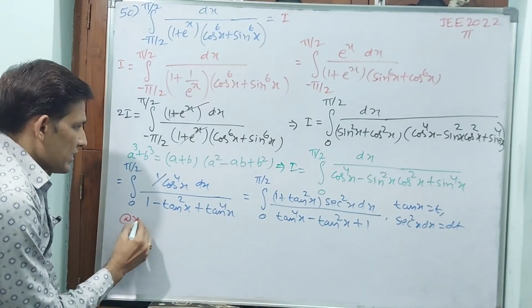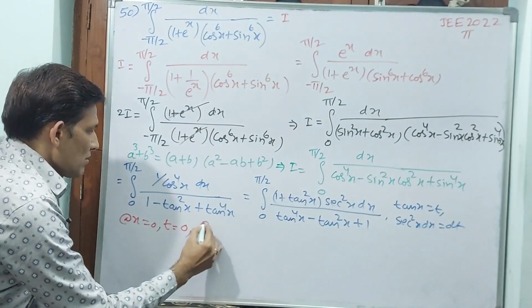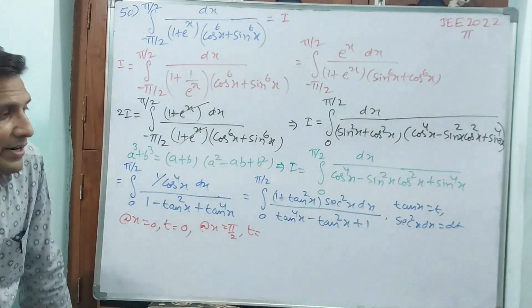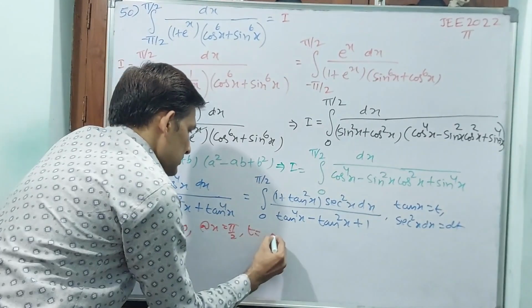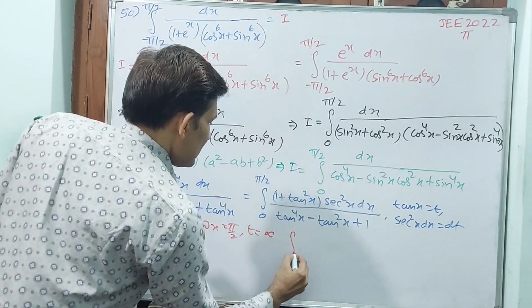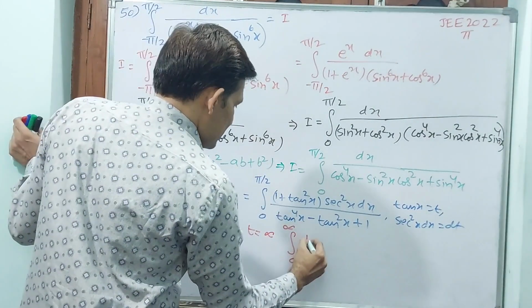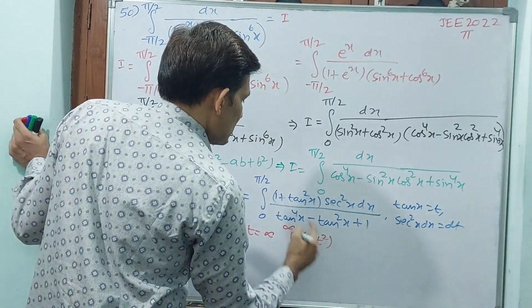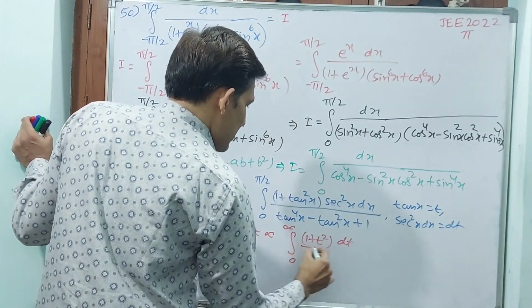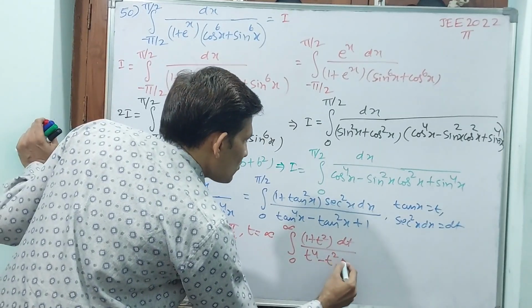At x is equal to 0, t is equal to tan 0, which is 0. At x is equal to pi by 2, t is equal to tan pi by 2, infinity. This is very important, infinity. Write down then 0 to infinity, 1 plus t square dt, divided by t to the power of 4 minus t square plus 1.